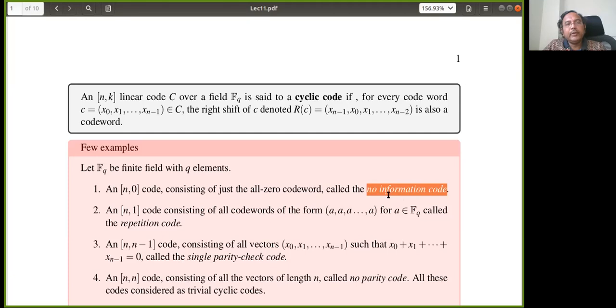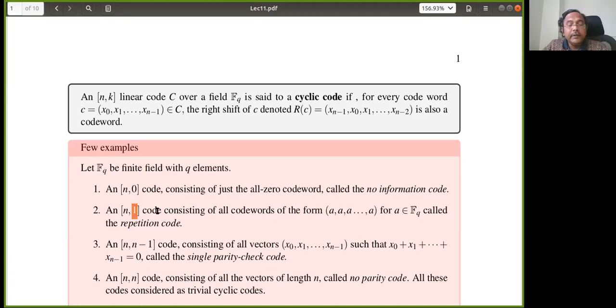But it is a subspace, so it is a linear code, and it is also a cyclic code. The zero code contains only one vector. If I shift it again, it is the zero word, right? So it is a cyclic code, but there is no use with that. Okay, now let us go to the (n, 1) code. What does the (n, 1) code mean?